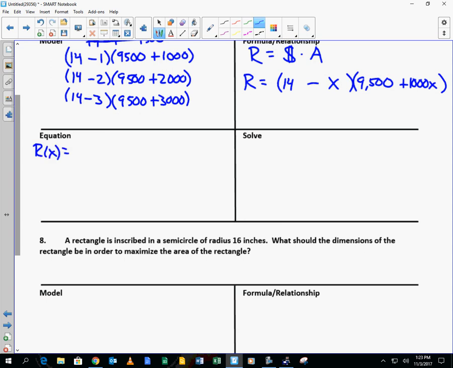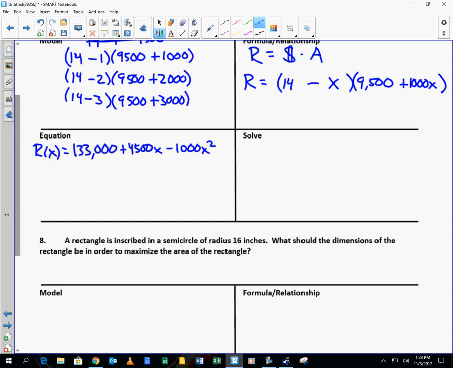Revenue in terms of x is, I first got to take 14 times 9,500. Very good, 133,000. I taught the class earlier. So 9,500 times negative x, and then 1,000x times 14. That would be a 14,000x and a negative 9,500x. That would make a positive 4,500x. I got a negative 1,000x squared.